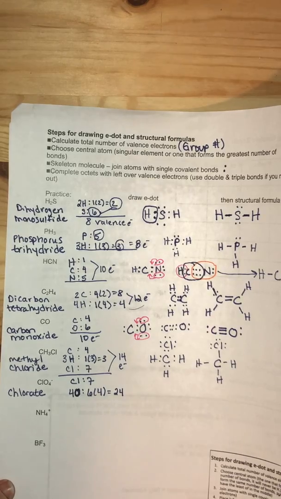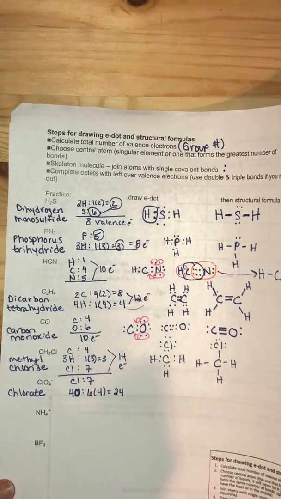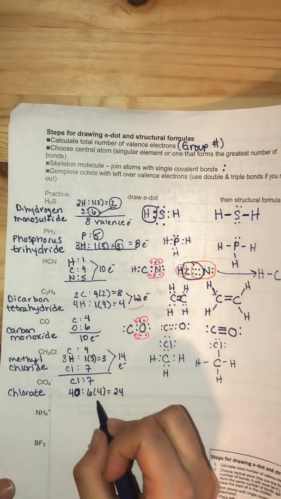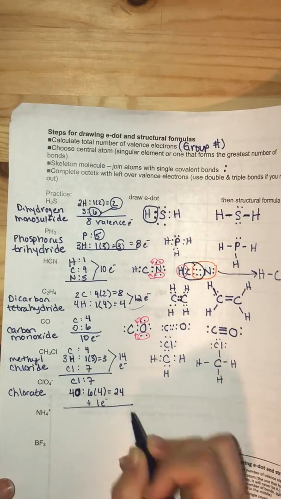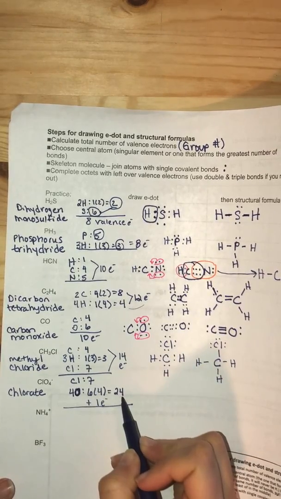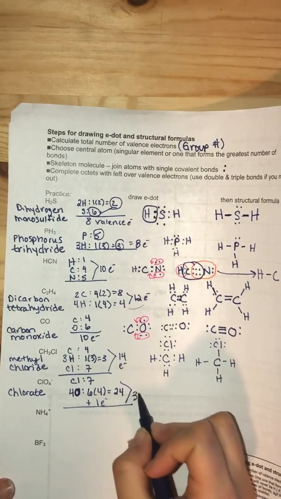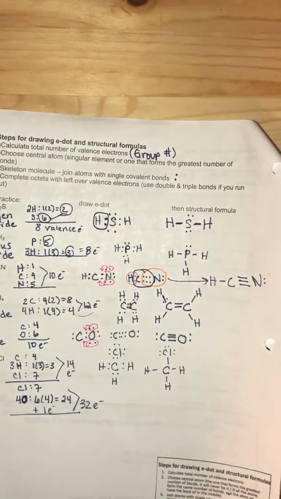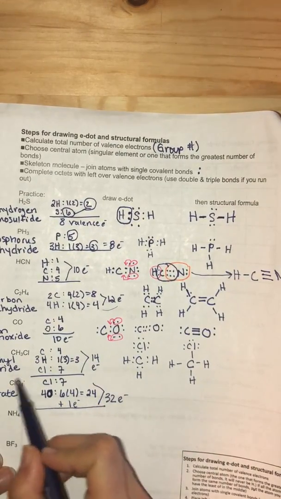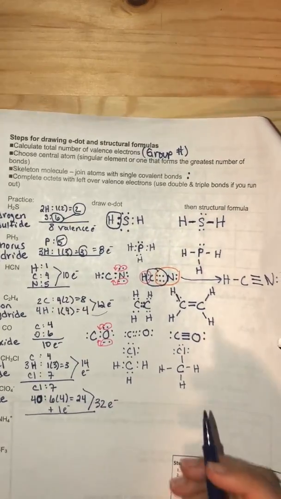Is that the total number of electrons that chlorate has, though? No, it's not. Chlorate has a -1 charge, which means it's gained an electron. So we need to add 1 electron at the end. So 7 plus 24, that's 31, plus 1, gives us a total of 32 electrons. Make sure you're not forgetting that. We had to add that extra electron before doing our electron dot structures.